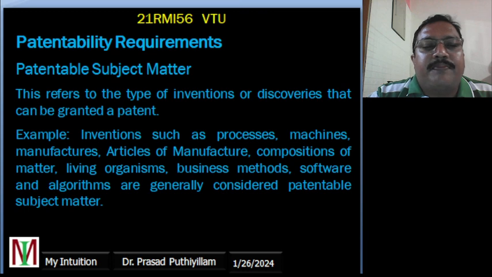Patentable subject matter refers to the types of inventions or discoveries which can be granted a patent, such as process, machine, manufacture, and articles of manufacture. One by one I'll explain. The first one is the process. Process is also known as the method, the steps or sequences of actions which produce some specific result or effect. They are the fundamental category of patentable subject matter.